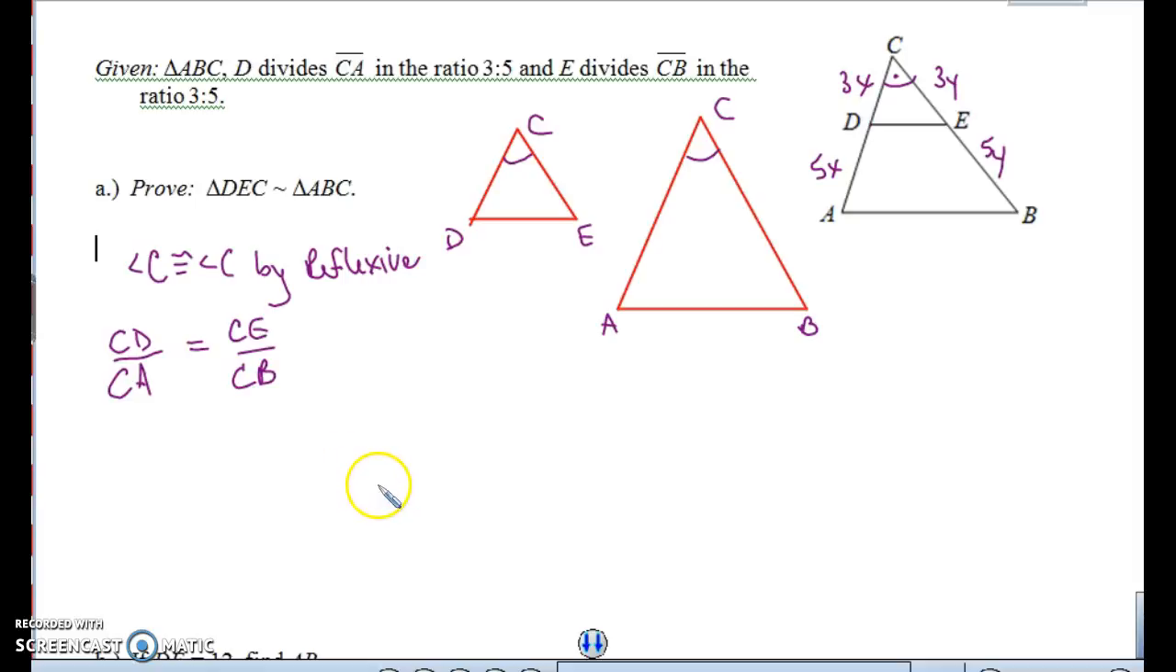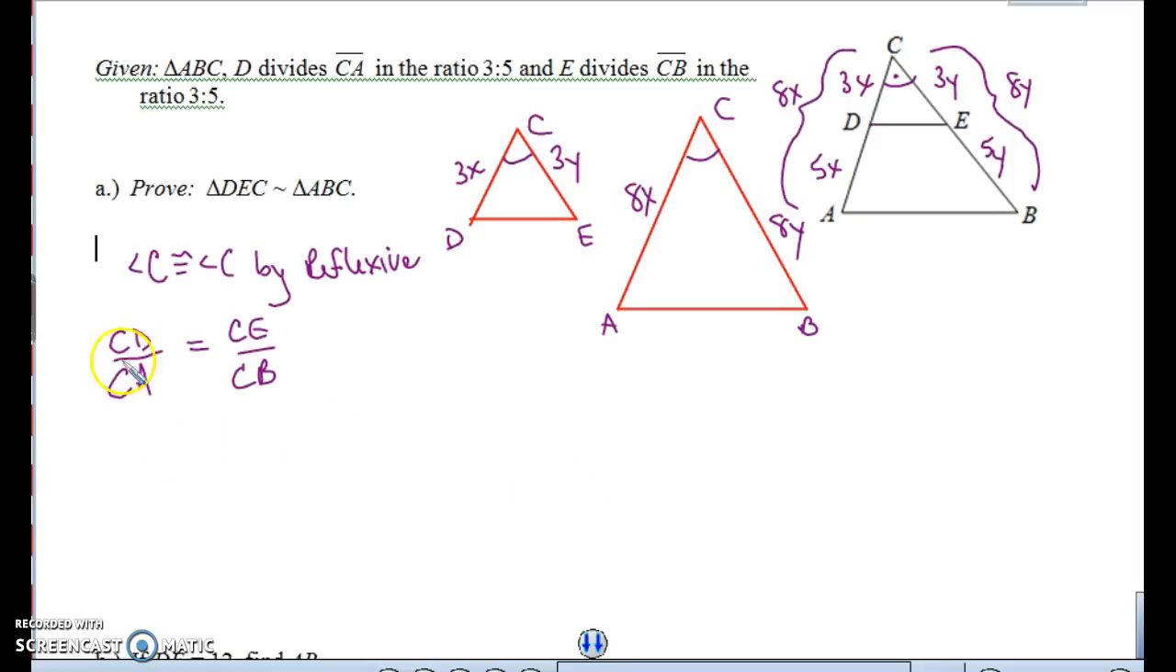Okay, now let's look at the values that we have and fill them in. CD we know is 3x, and CE we know is 3y. There's my ratio. Okay, now, what is the length of CA? Remember, CA goes from here to here. So those two pieces together make the whole side CA. So the length of CA is actually going to be 8x. And over here, CB is actually 3y plus 5y, which makes it 8y.